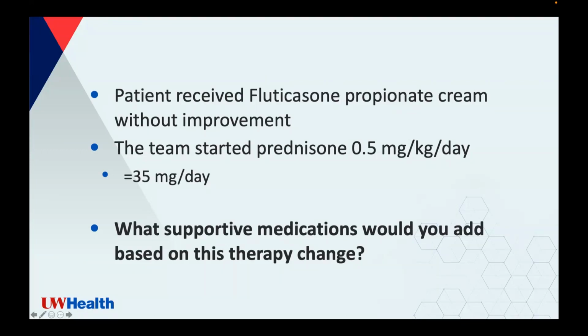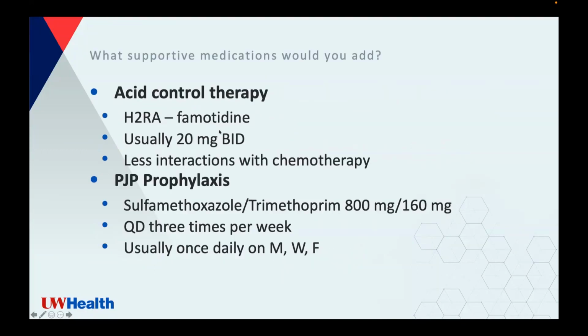So this one we didn't necessarily talk about, but just another reminder that we wanted to bring up here. Some of the things we were thinking about adding to this patient. Wonderful. Prophylaxis for infection. So yep, we did say the PJP prophylaxis would be a good thing to start with some Bactrim 3 times per week, as well as some acid control therapy for prevention of gut irritation based on the prednisone and low immune system. So famotidine, usually 20 mg BID. We prefer this over the PPIs because there seem to be fewer interactions with the chemotherapy that these patients are on.